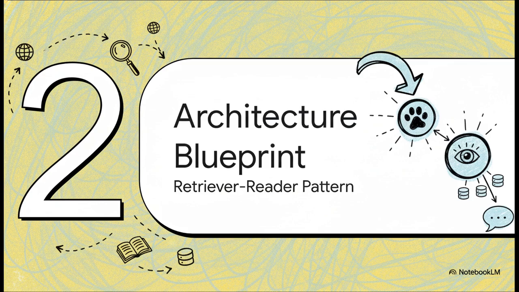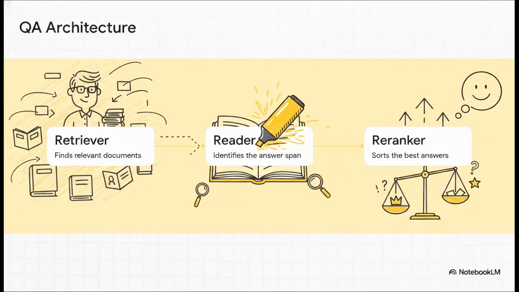Section 2, Architecture Blueprint, the Retriever-Reader Pattern. So, to make extractive QA actually work without taking forever, we don't scan the entire internet or even our whole database all at once for every single question. That would just be incredibly slow. Instead, we use this genius 3-step pattern.